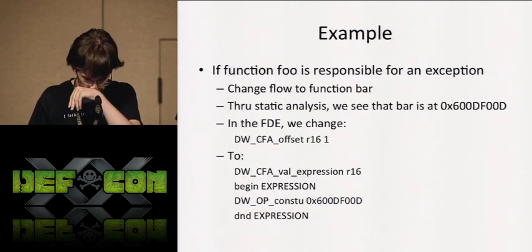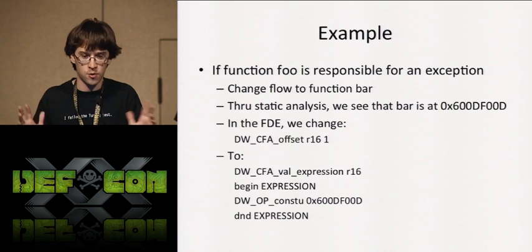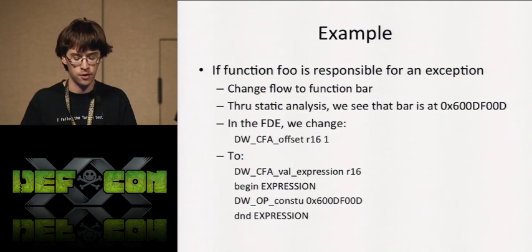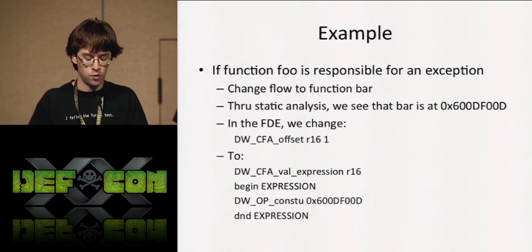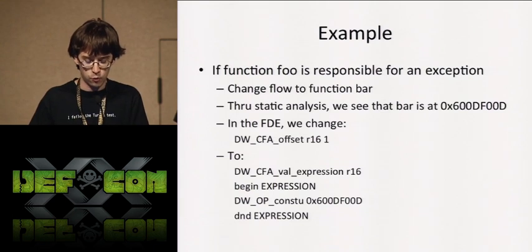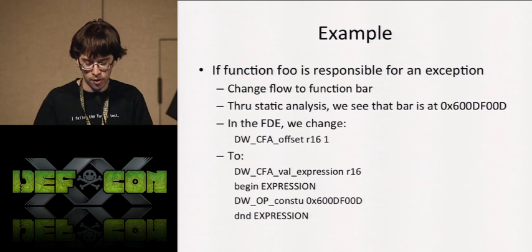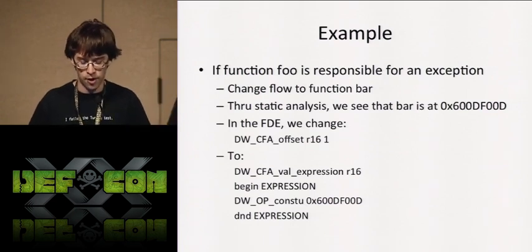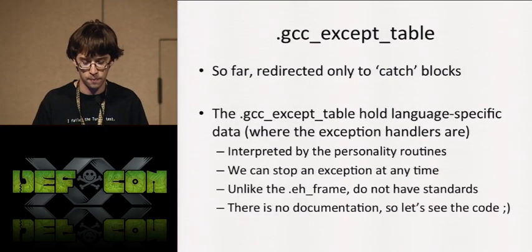So if we've got some function responsible for handling an exception, and we decide, hey, wait a minute, we want this other function to handle the exception instead, we can just set up the Dwarf instruction in an FDE to, instead of reading R16, which is the program counter register, from the stack, set it to some hard-coded value, and then the unwinding will proceed to the function we wanted it to.